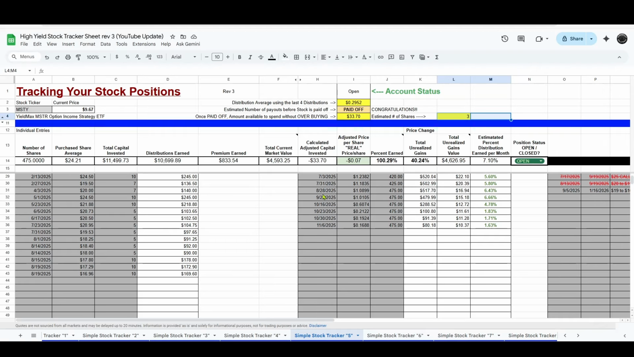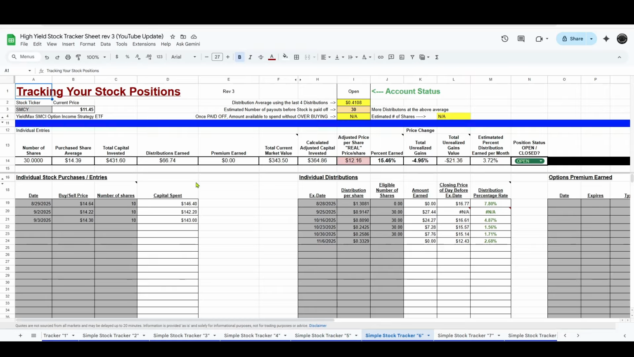I will stay as paid off status. And I definitely do not want to move back into risk. Once it's paid off, it stays paid off in my method. So super excited about MSTY getting it paid off. Now let's move on. And we've got SMCY. And SMCY, I can put in a total of 30 shares.